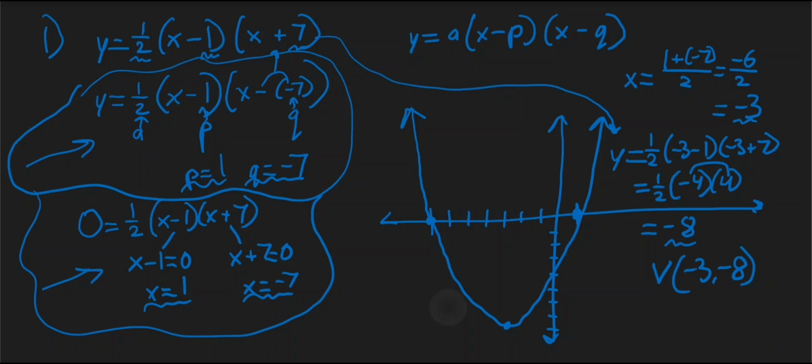All right, so let's go over one more example. We're given for number 2: graph y equals -2 times the quantity of x plus 1 times x minus 3. Now to get the x-intercepts of this quadratic, or the p and the q, let's use the zero product property.